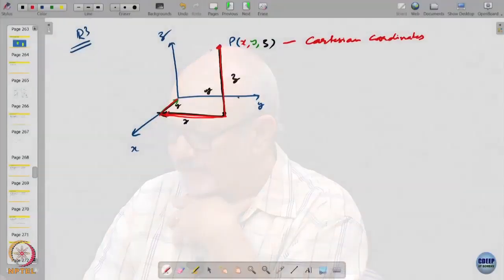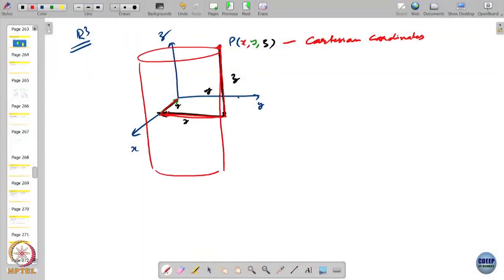Another way of visualizing this would be to look at this point as a point on a circular cylinder of some radius. What is that radius? It is at some height z. Now how do you locate this point? How high you will go on that cylinder, and on the cylinder where will the point be? I want to locate all the points on the cylinder. So all the points on the cylinder are located by the height and the distance.